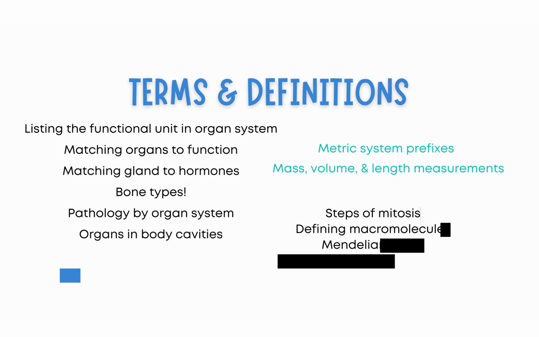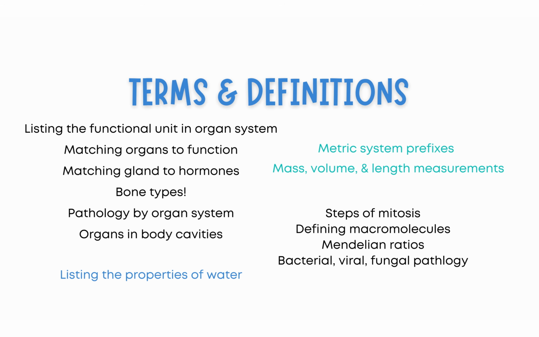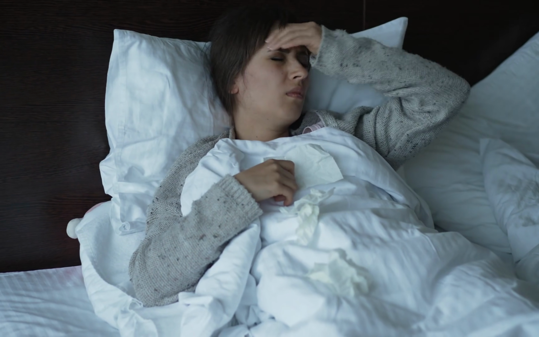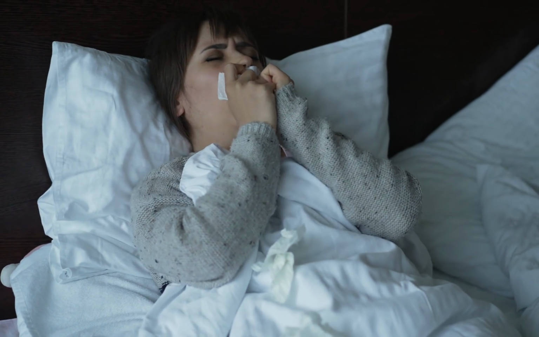Listing the properties of water, again, that's huge for TEAS science. Metric system prefixes, and then different types of measurements. Finally, for biology, steps of mitosis, defining macromolecules, Mendelian ratio, and then different pathologies that are caused by bacteria, viruses, fungus, and then some animals. It's great to know too.